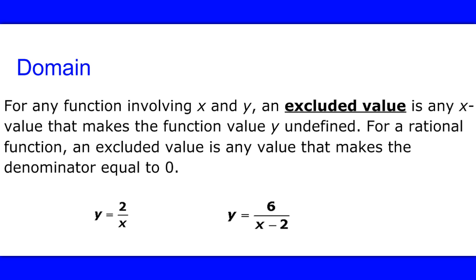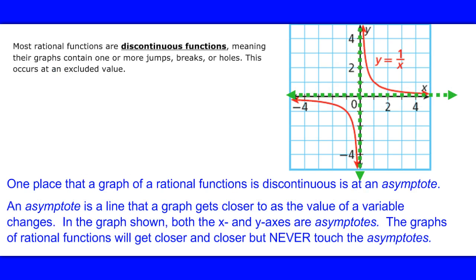So in the first one here, the domain would basically be x cannot equal 0, which means that x can be any real number except 0. You can say it that way. In this case, we have to think a little bit harder. We have to look at this denominator and say, okay, what value for x would make this equal to 0? Well, that would be 2. So in this case, x cannot equal 2. Those are our excluded values. Those are the values that would make this situation undefined.